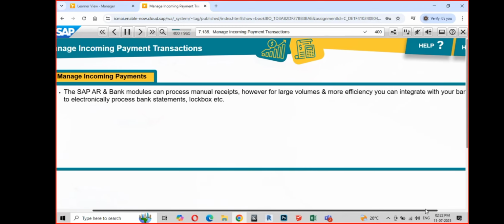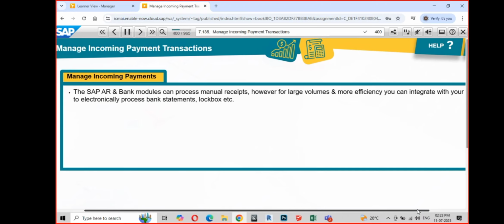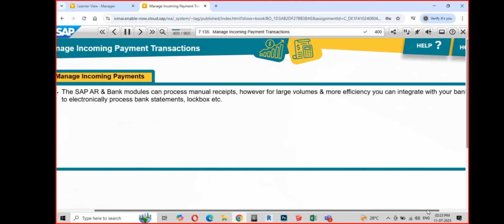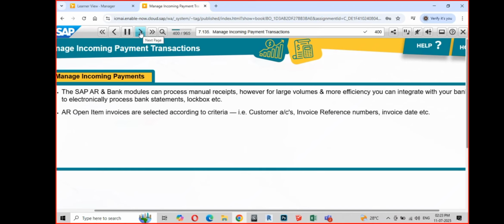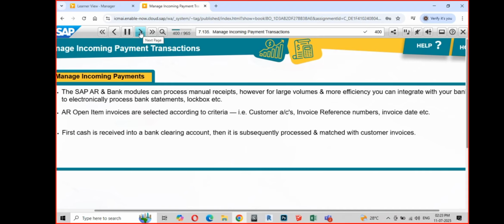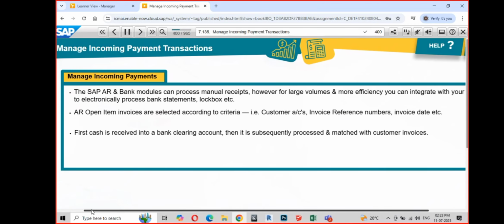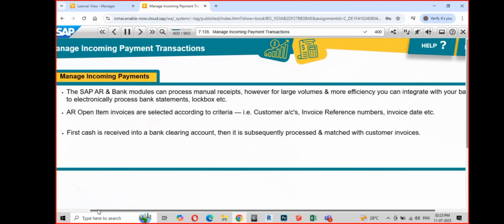Manage incoming payment transaction. So it is your AR, where the customers are making the payments against your sales. Clear? He has explained the process. I think it should be very simple for you to understand. Clear?